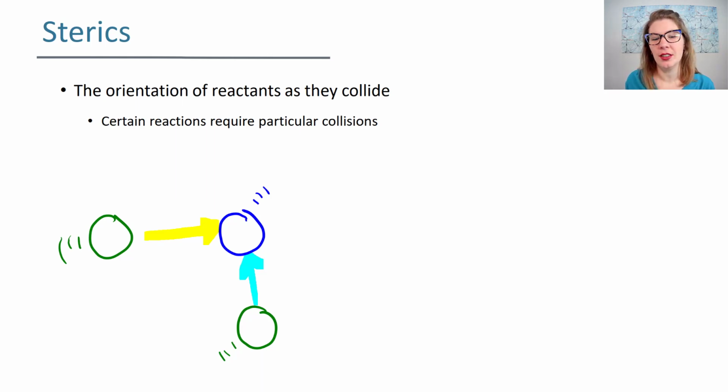And we're going to see this type of issue in our next chapter's worth of videos, where we start talking about substitution reactions, where there's a very particular collision that needs to happen in order for a reaction to occur. But I just don't want you to think that whenever any molecules bump into one another, a reaction magically happens. Sometimes there's other considerations that need to be taken into account.